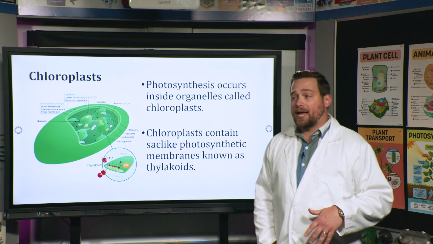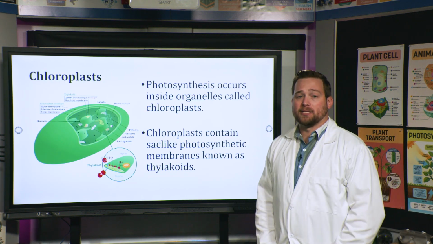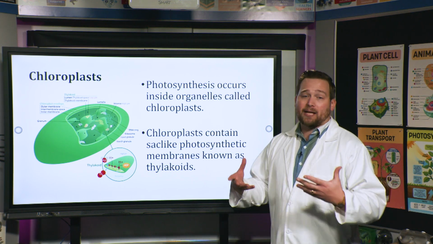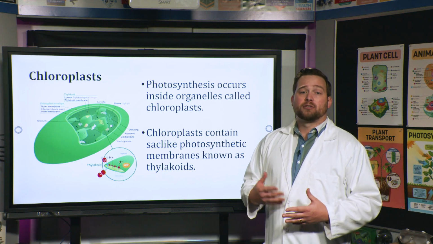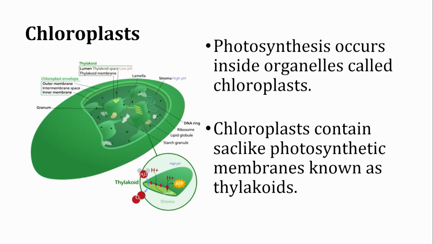So let's talk about plants and their anatomy and some important stuff inside of plants that you need to know. So first of all, plant cells have a very important organelle that animal cells do not have. It's called a chloroplast. So photosynthesis occurs inside these organelles that are called chloroplasts. Chloroplasts contain sac-like photosynthetic membranes known as thylakoids. So these chloroplasts kind of look like little green footballs. Inside the football is a very important pigment called chlorophyll, and that's what gives them their green color. That chlorophyll is also what can absorb the sunlight and use it as energy, okay?